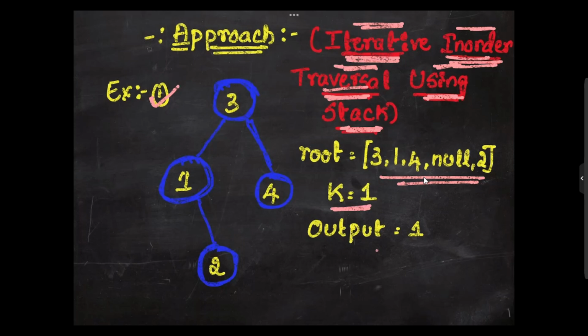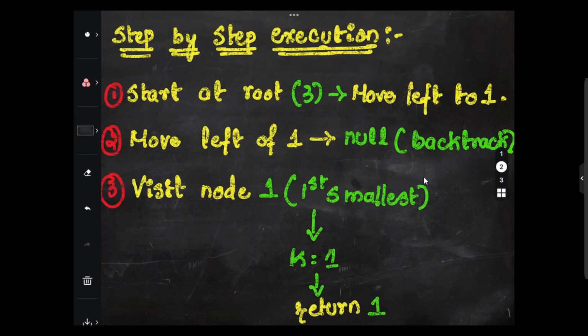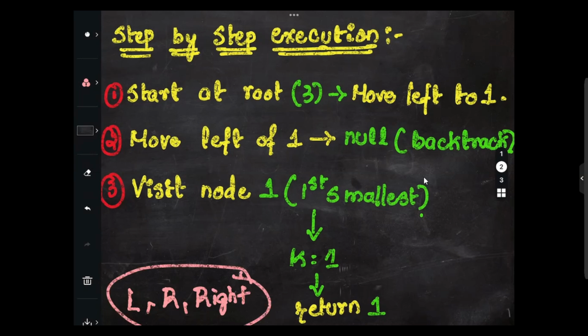With k equals 1, the output has to be 1 because 1 is the first smallest element here. We have already discussed this one, so don't get confused. Let's move on with the step by step execution. We are going with the iterative in-order traversal using stack. When I say in-order traversal, the order is left, root, and then right.